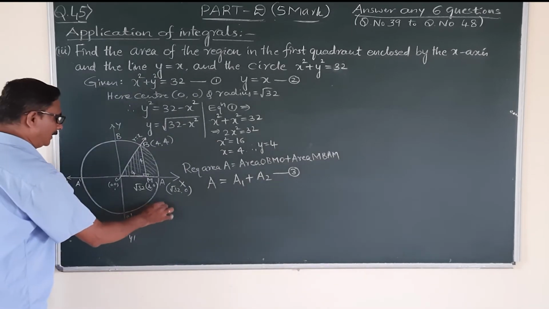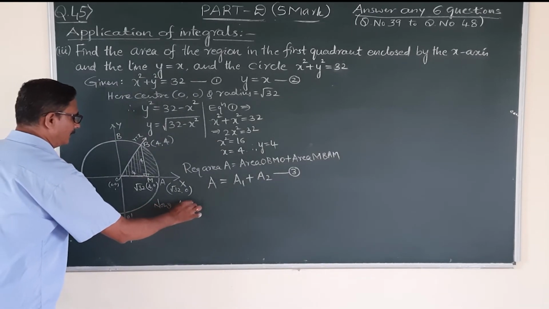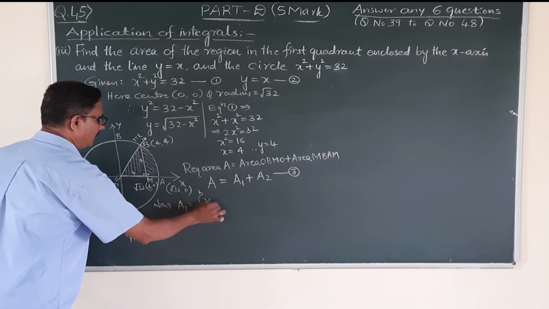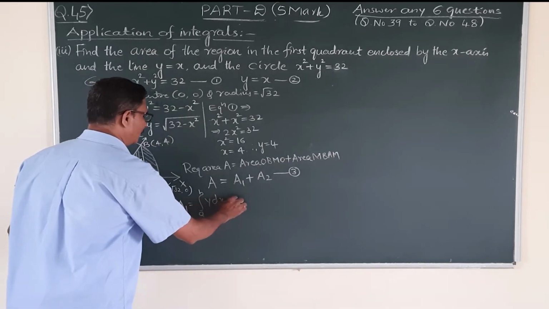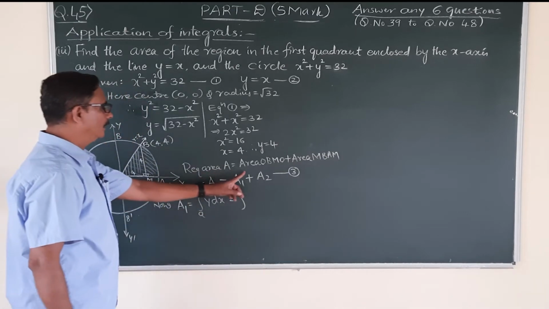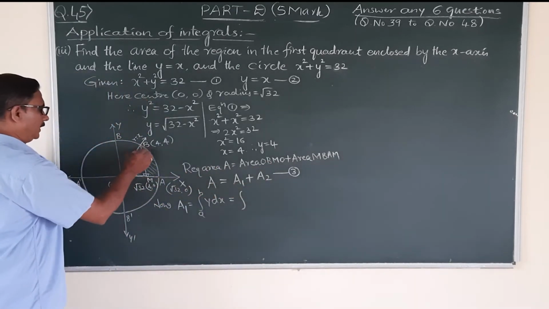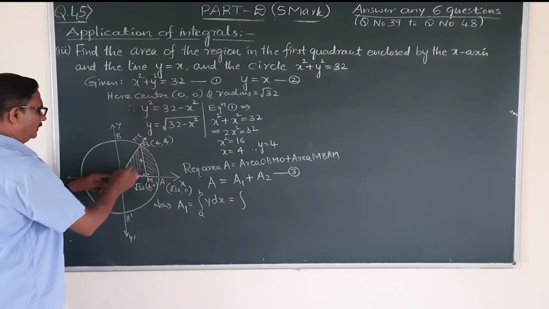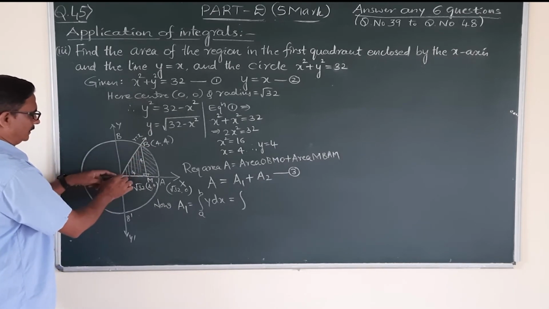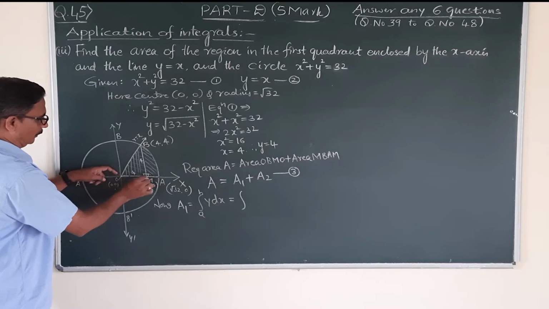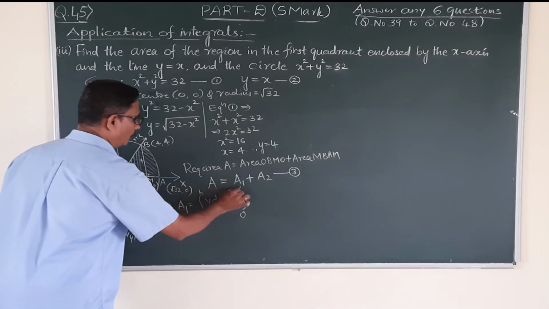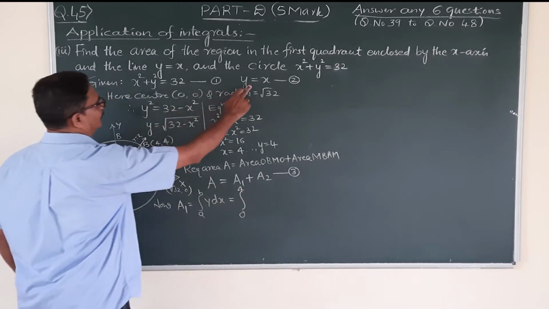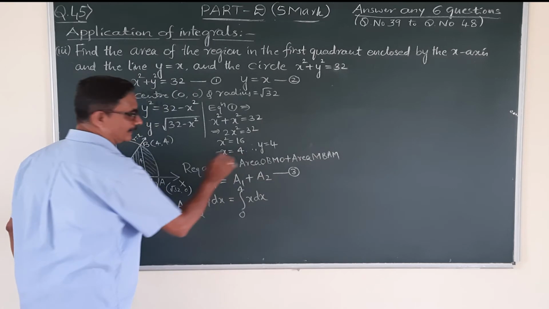Now to find A1. A1 is equal to the formula integral from a to b of y dx. Area bounded by the curve with the x axis is given by the formula integral from a to b of y dx. A1 means OBMO, the area bounded by the curve with the x axis. What are the limits? Origin to the point M, that is 0 to 4. y dx. What is the y value? The y value is x, with respect to x. Right?